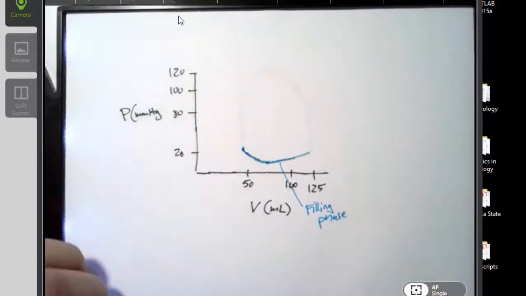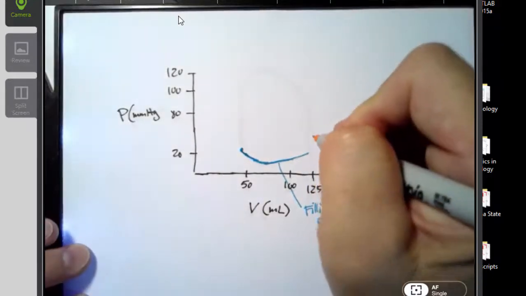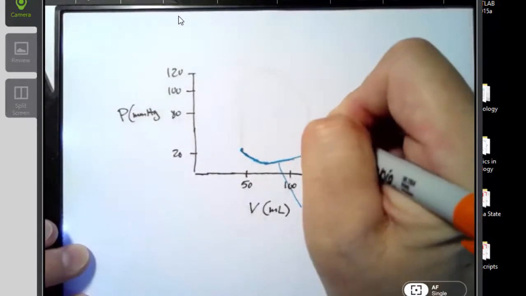And we could go into more detail. For example, early on, it's the rapid filling phase, and late, there's an atrial kick. But for now, let's just call that the filling phase, and then move on to the next phase. So after diastole, you enter the phase of contraction, right, which is called systole. And so we'll draw that. I'm switching colors here.